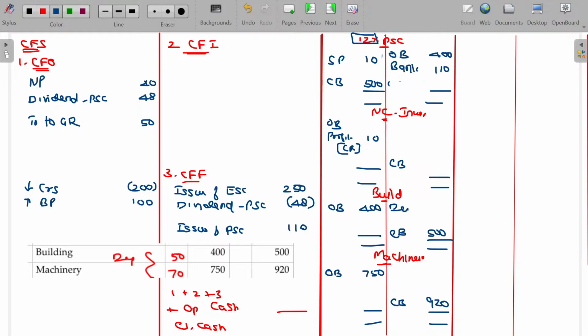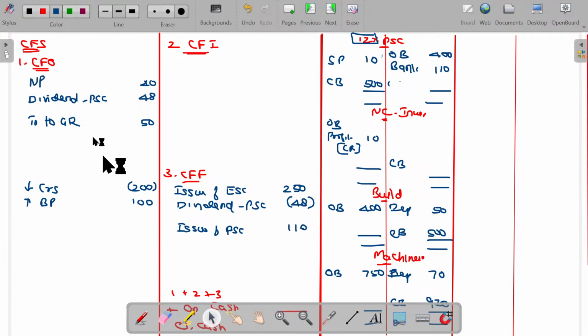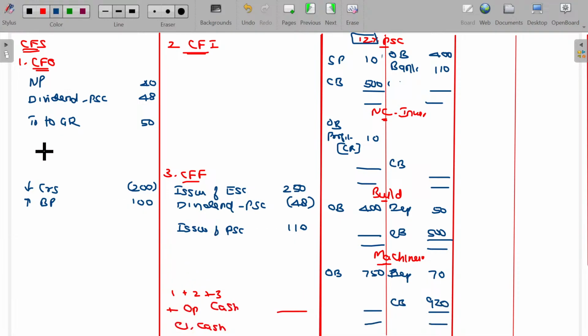Depreciation on building 50, machinery depreciation 70. Should be posted twice. The depreciation will go to the P&L account debit side. So here it is going to be added. Depreciation on building 50, on machinery 70.